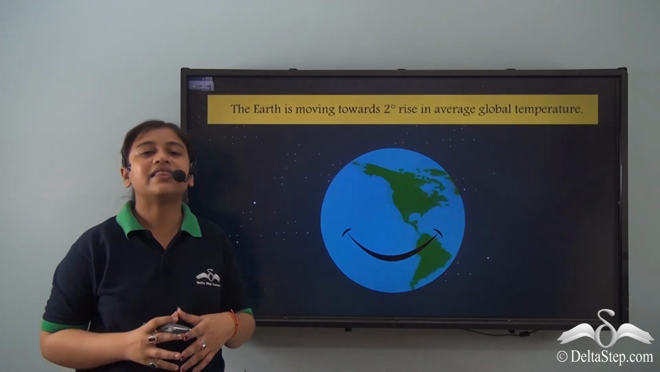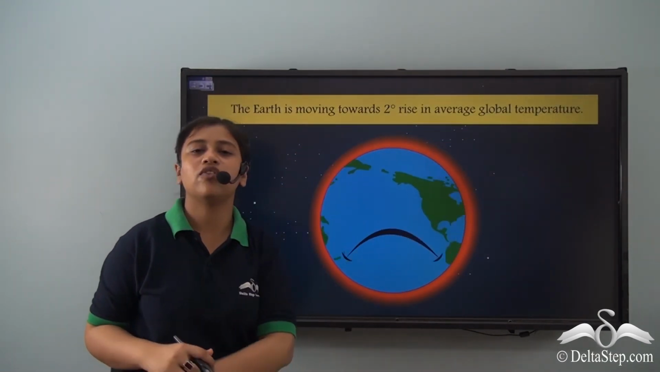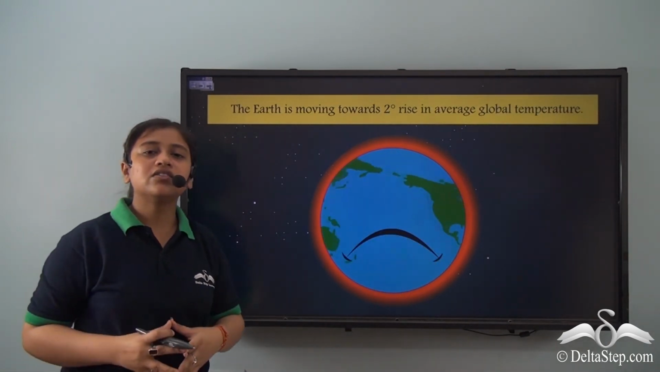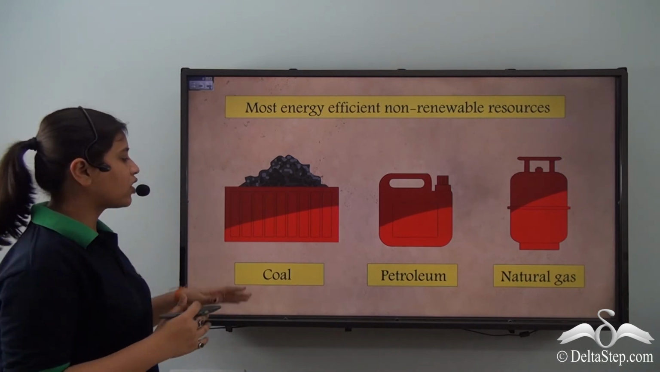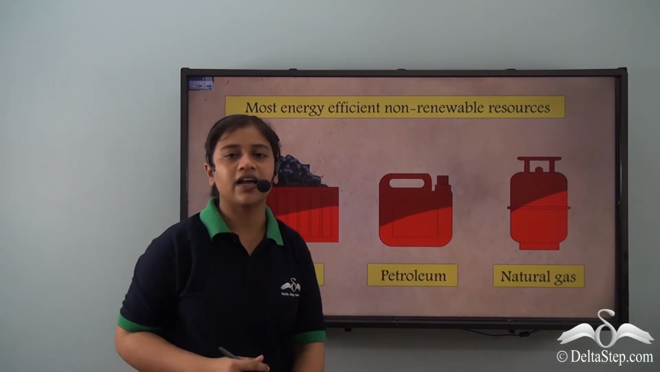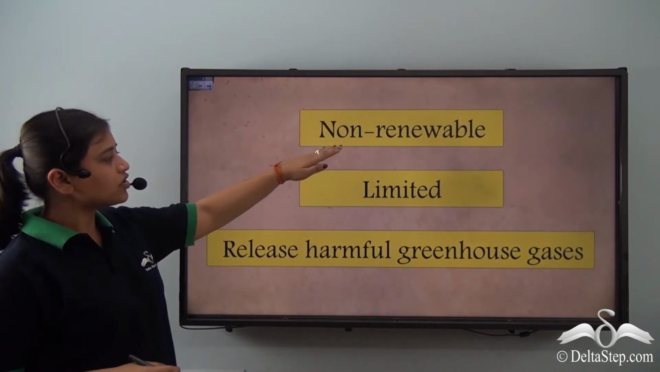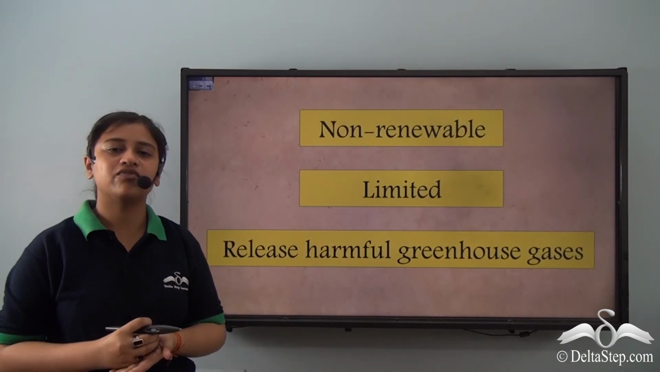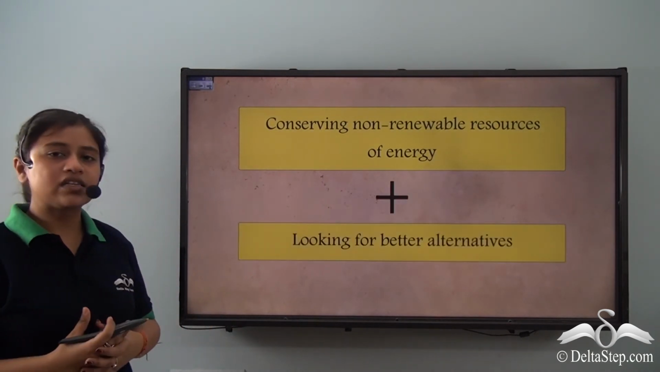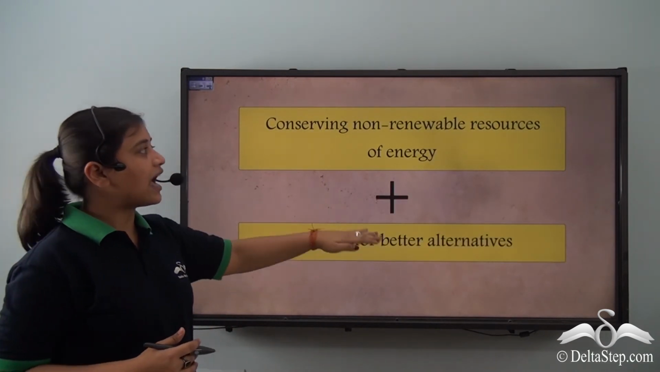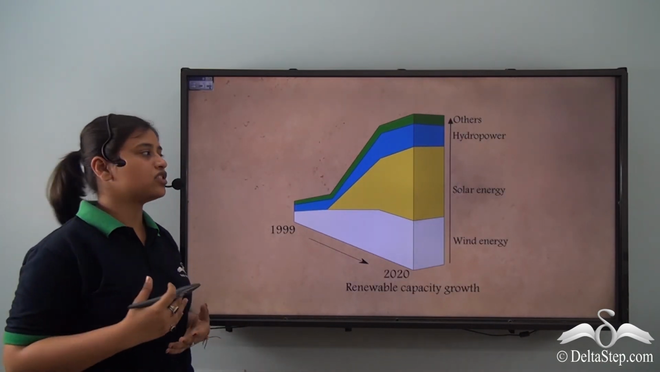So we saw that there is a 2-degree rise in average global temperature of the Earth. This is because we are continuously using conventional sources of energy like coal, petroleum, and natural gas, which are found to be most energy efficient. However, they are non-renewable, limited, and very harmful as they emit greenhouse gases. Right? We need to find better alternatives, and we need to conserve these non-renewable resources for our future generations.